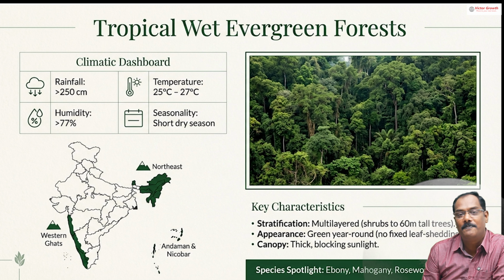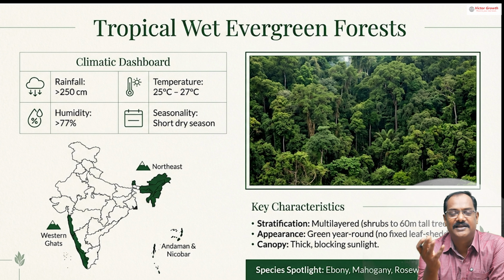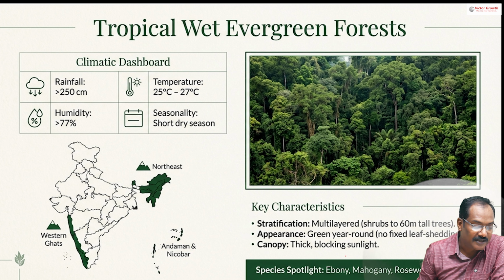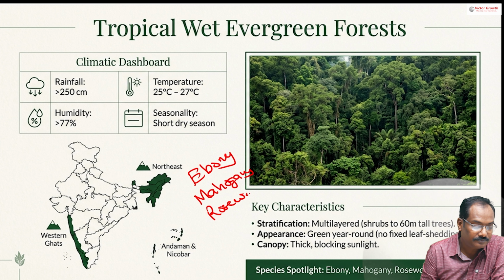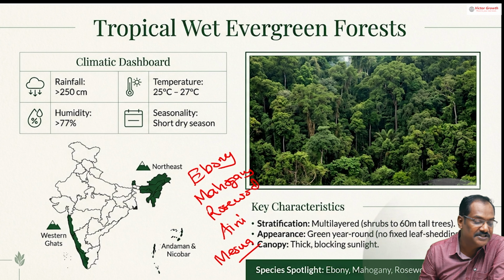Now, tropical evergreen straight away. How are the questions coming? They give the name of a tree and ask what type of tree it is. For example, here I have given, and I'm writing: ebony, mahogany, rosewood, Aini, and Mesua. These are some of the species which are evergreen.